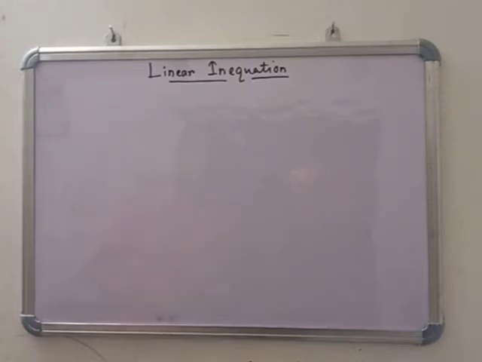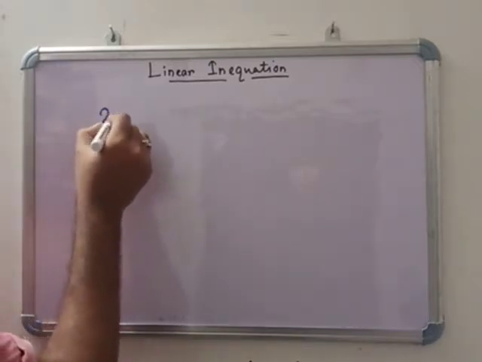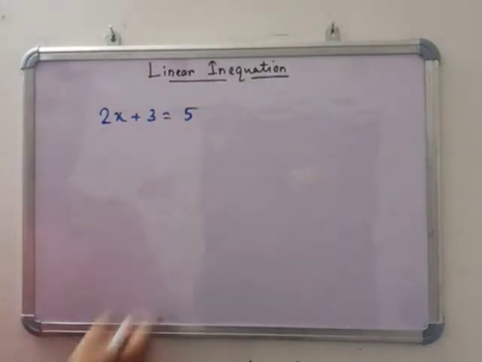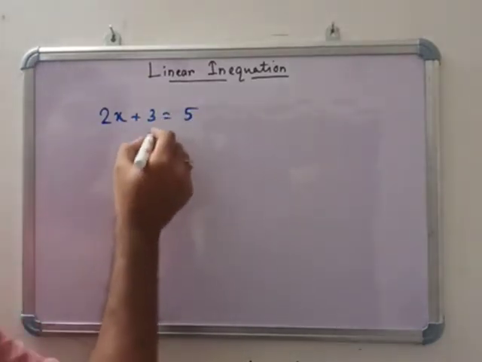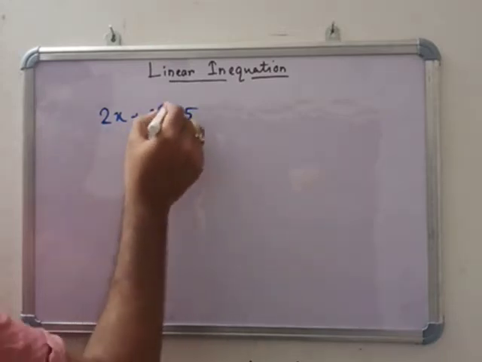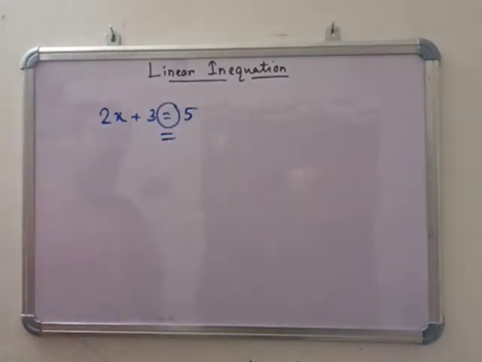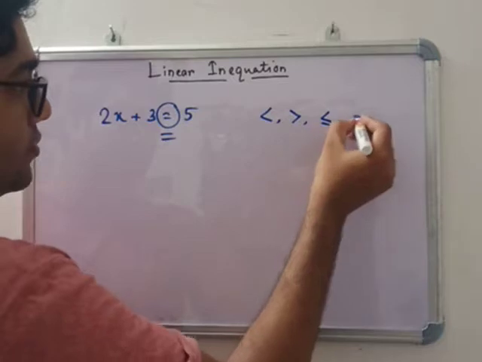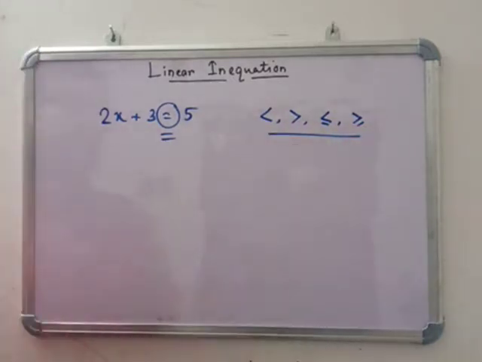Today we are going to discuss linear inequations. So what is an equation? We know that an equation is when we are using an equal sign. And when we are using less than, greater than, less than or equal to, or greater than or equal to signs, then it is an inequation.